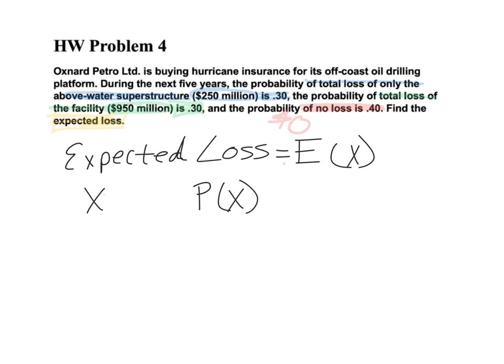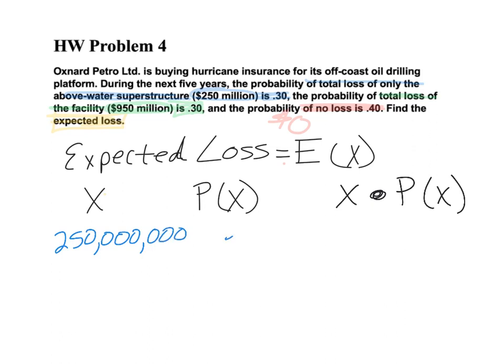And what we do to actually find the corresponding value, we are going to take the loss and multiply that by the probability that that loss is going to happen. So for example, the first thing, we could have a $250 million loss. Whew, that's a lot of zeros. And there is a 30% chance, or 0.30, that it's going to happen. So we multiply 250 million by 0.30, and that ends up being 75 million.